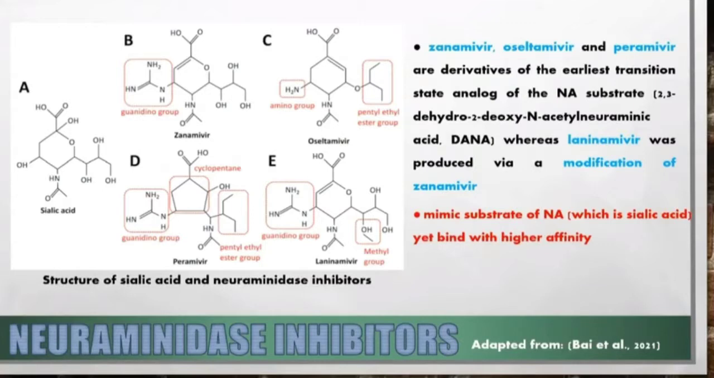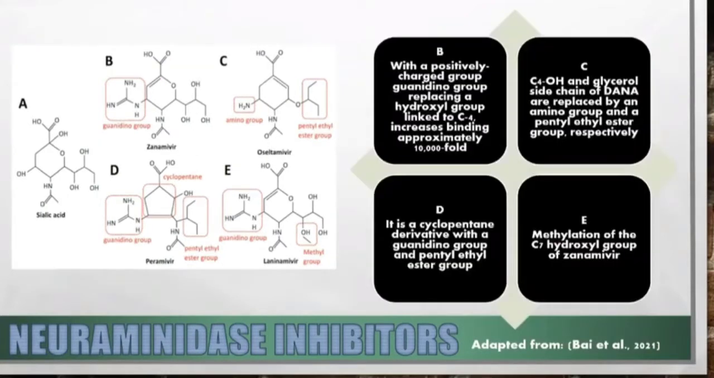Those that are highlighted in red are the side chains or functional groups which are different from sialic acid, and those side chains make the inhibitors able to have more interactions and higher binding affinity to the neuraminidase. For zanamivir, it has a positively charged guanidino group replacing the hydroxyl group that is linked to C4. So it increased the binding to the neuraminidase approximately 10,000-fold as compared to sialic acid.